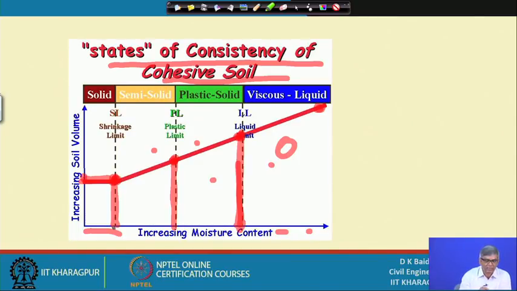Why is it called shrinkage limit? Because it reached minimum volume, and also at this stage the soil is fully saturated, and if you reduce moisture further, there is no volume change. That means, at this stage its volume was fully occupied by the moisture. On drying the volume changes, and at this stage your volume reaches minimum volume with saturated condition, that is called the shrinkage limit. And between these two stages, semi solid to plastic solid, that boundary water content is the plastic limit, and the plastic solid to viscous liquid boundary water content is the liquid limit.